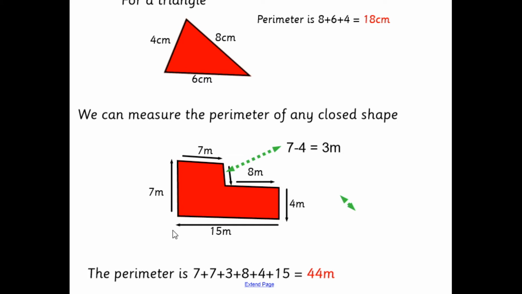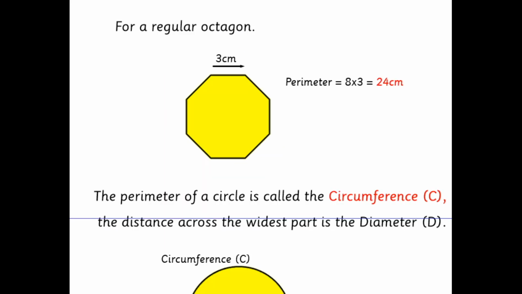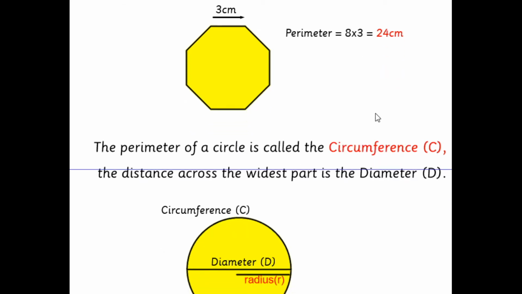Now, it's a good idea, I think, to cross these out as you're going round, so when you get to the end, you can find if you've missed any off. Often people miss things off. This is an 8-sided figure, an octagon. It's called a regular octagon because all the sides are the same length. So in this case, the perimeter is just 8 times 3, which is 24 centimeters.